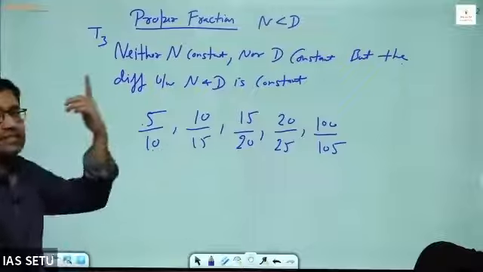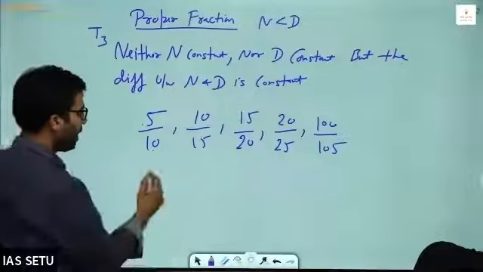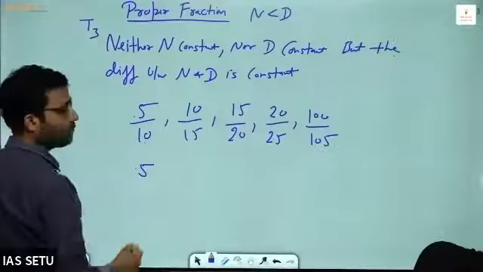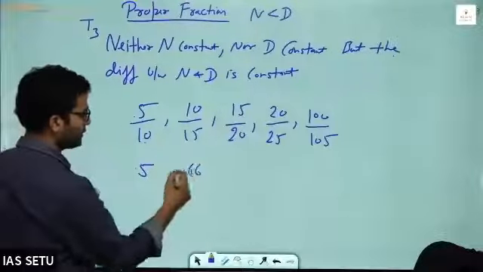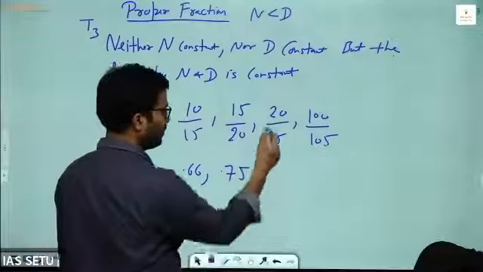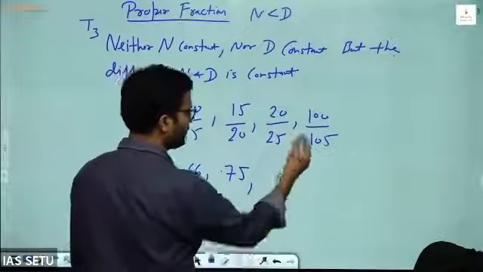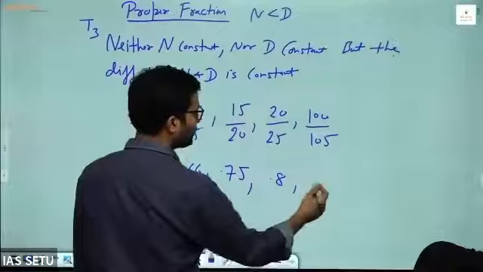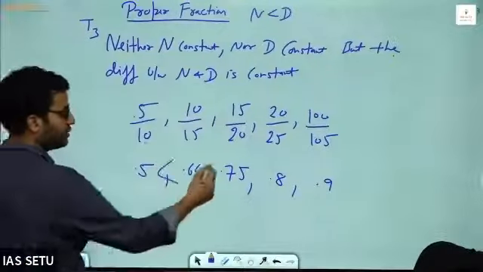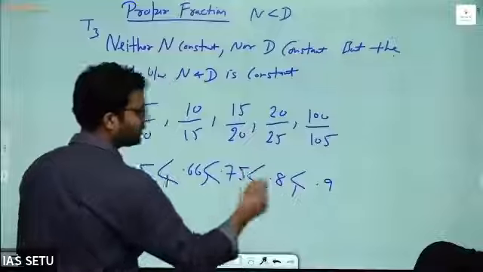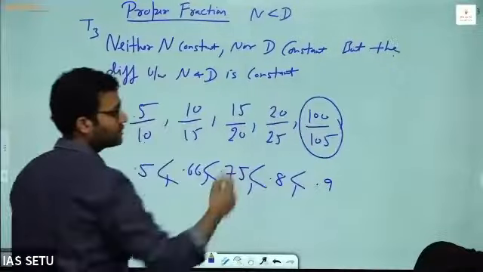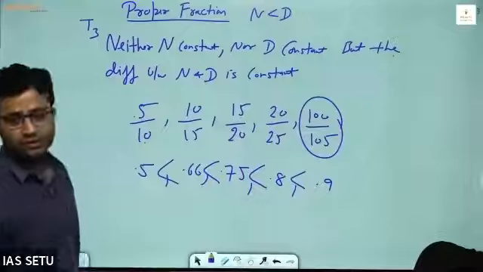You convert this in decimal. 5/10 is half. 10/15 is 2/3, means 0.66. 15/20 is 0.75. 20/25 is 0.8. 100/105 is 0.9 something. So can we say this is smaller than this? This is smaller than this. So this is ascending order. So 100/105 is the largest, 5/10 is the smallest.